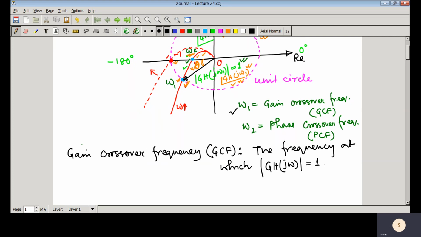You can see that at W equal to W1, this Nyquist plot actually crosses that unit circle, and as it is unit circle, that means this radius is equal to 1. That means that gain would be equal to 1.